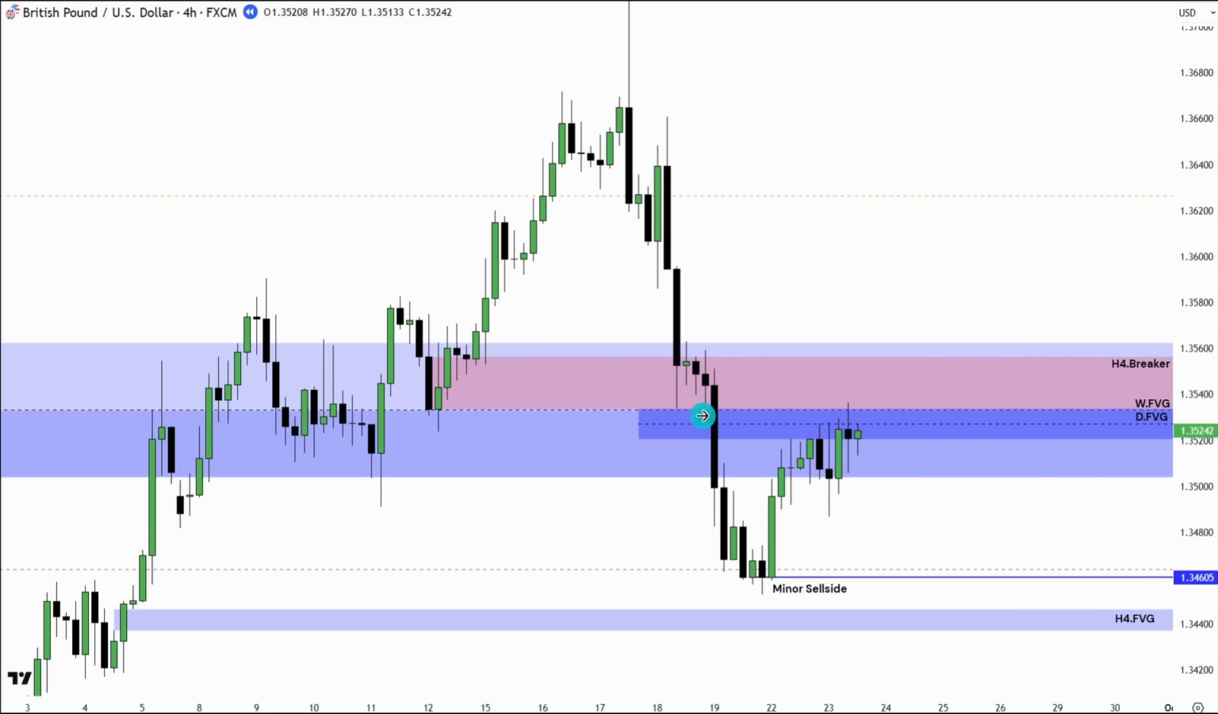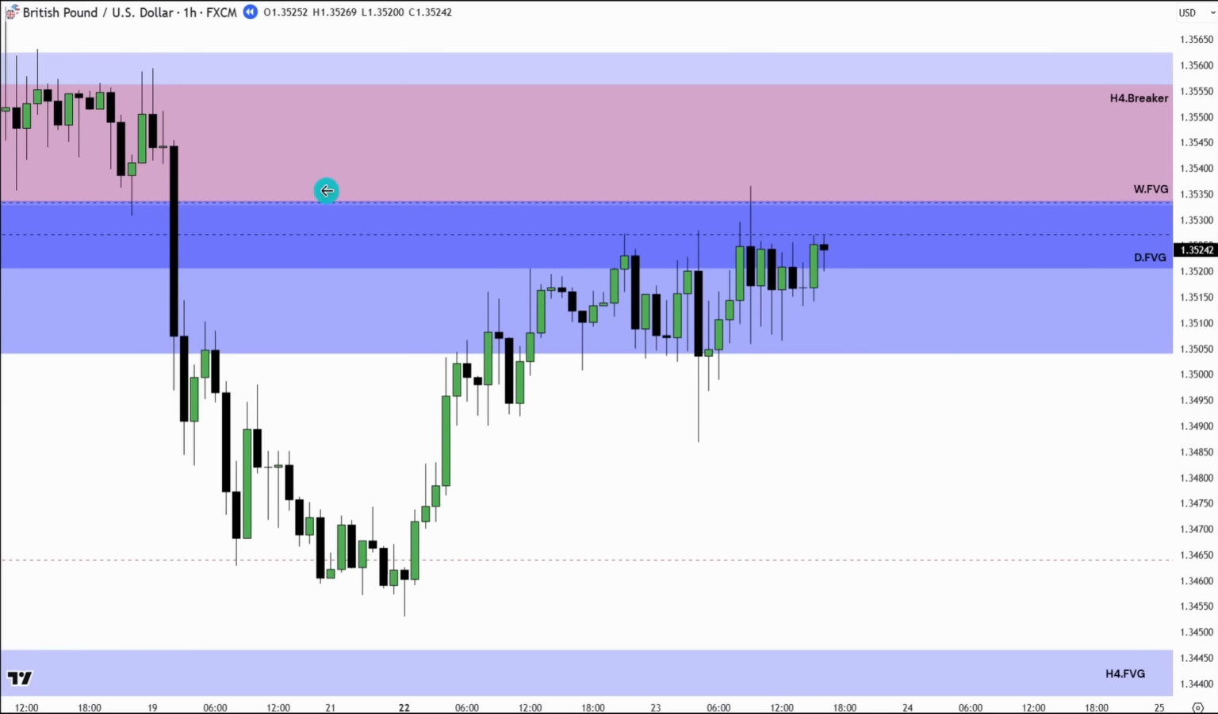It's also worth noting, inside of that daily fair value gap, this black dotted line is its midpoint, or the consequent encroachment. And you can see how all of the bodies here are acting around that level, again failing to close above it, indicating a sign of weakness. Let's drop further into an hourly time frame.